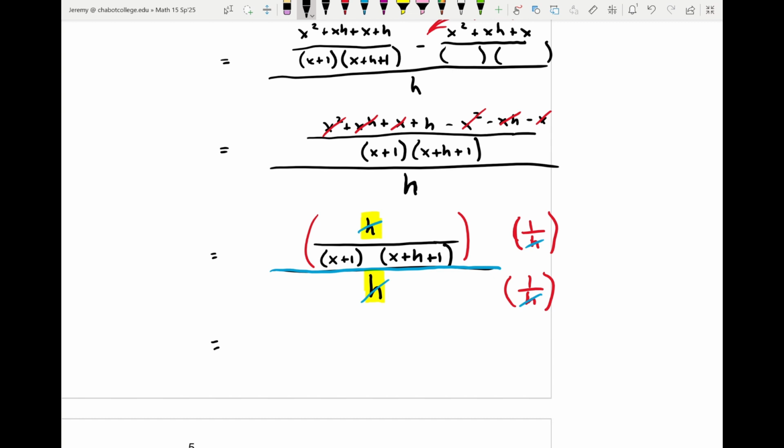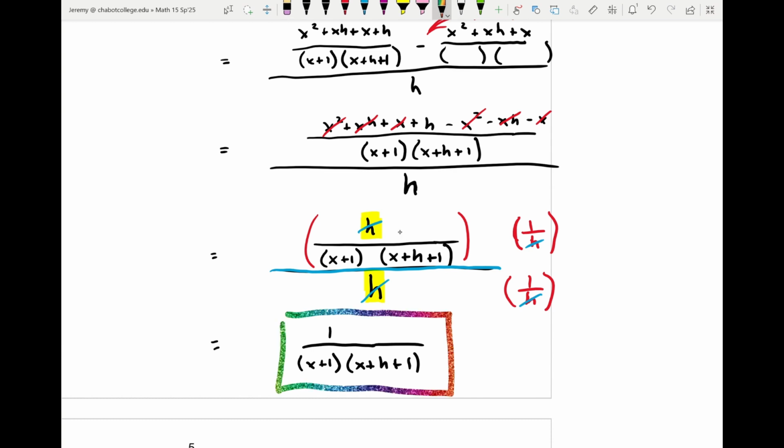So we just get 1 in the numerator up there, so we get 1 over x plus 1 times x plus h plus 1. And then in the denominator of the main fraction bar, we just get 1. So I'm not even going to bother writing it. So this is how it simplifies down. Okay, so that's a method you can use.